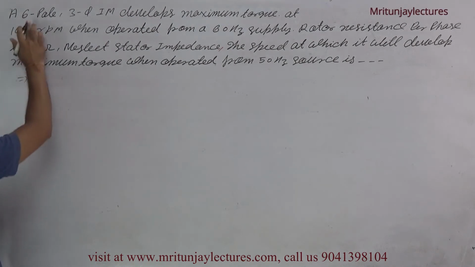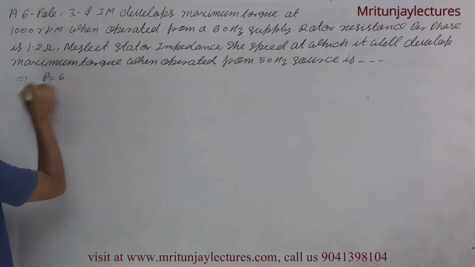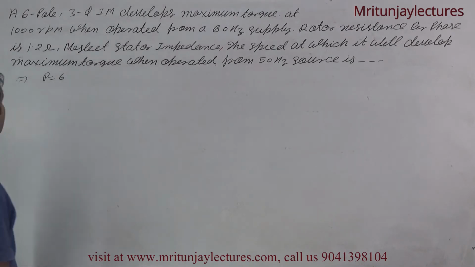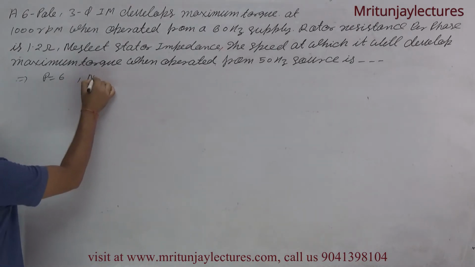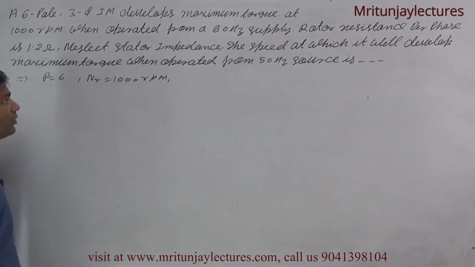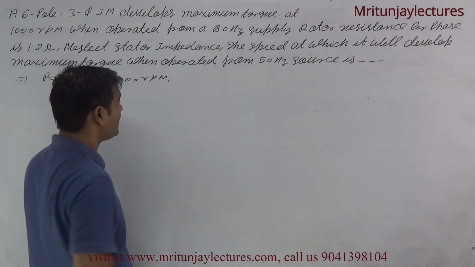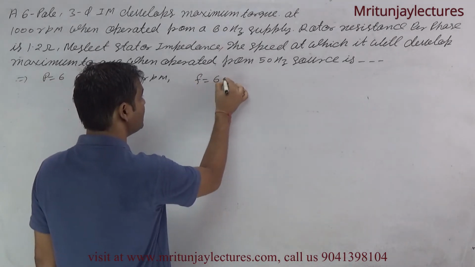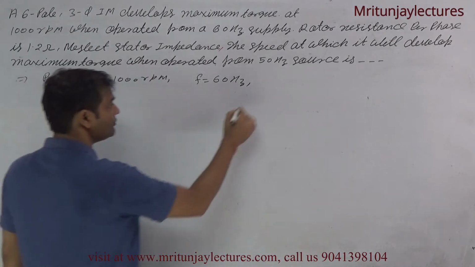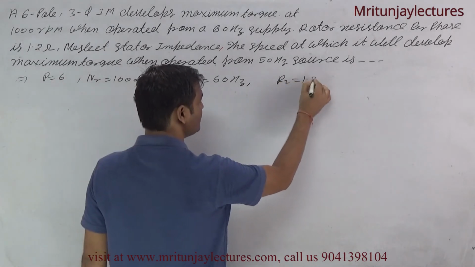Now corresponding to the question, P is equal to 6 poles. A 3-phase induction motor develops maximum torque corresponding to rotor speed Nr equal to 1000 rpm when operated from a 60 Hz supply, F equal to 60 Hz. Rotor resistance per phase R2 is given, that is 1.2 ohm per phase.